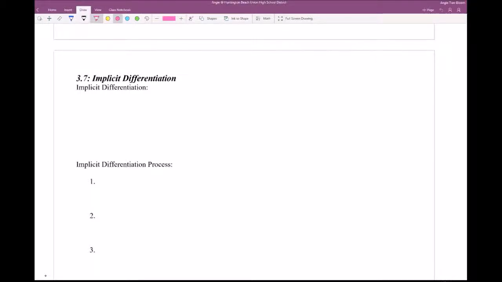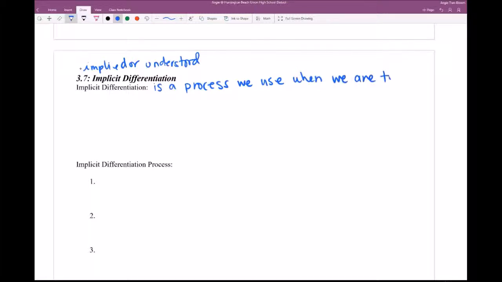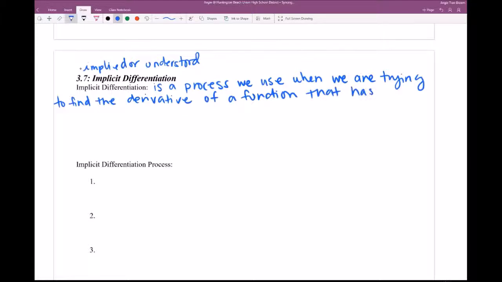This is called implicit differentiation. The word implicit means implied or understood. Implicit differentiation is a process we use when we are trying to find the derivative of a function that has not been clearly defined.